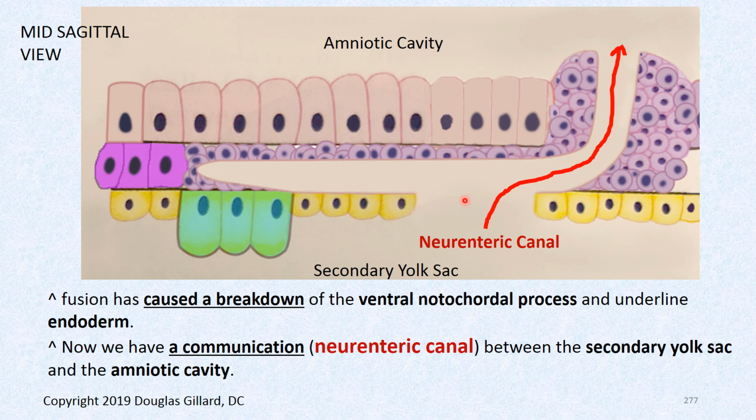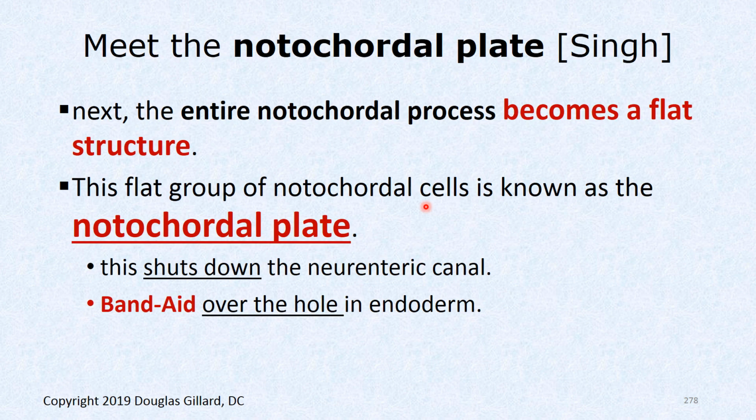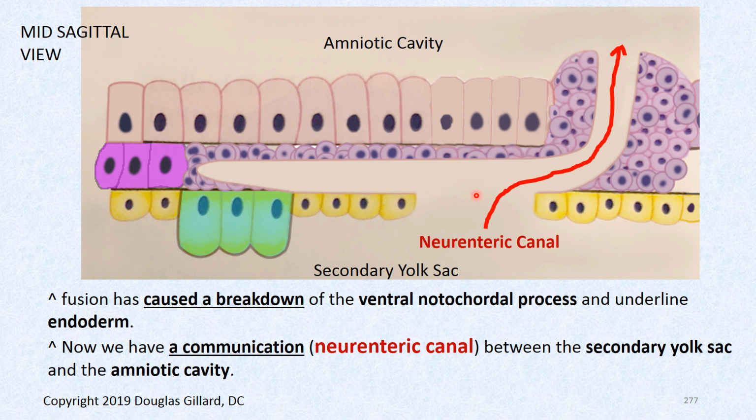Okay, but the body's not going to stand for this. The little human is going to start growing new endodermal cells to seal this off, and we're going to see the effect of that healing process. So next, we've got to plug this hole. These cells are slow growers, so they can't plug it, but these cells can drop down from the top and plug this hole, and that's exactly what they do.